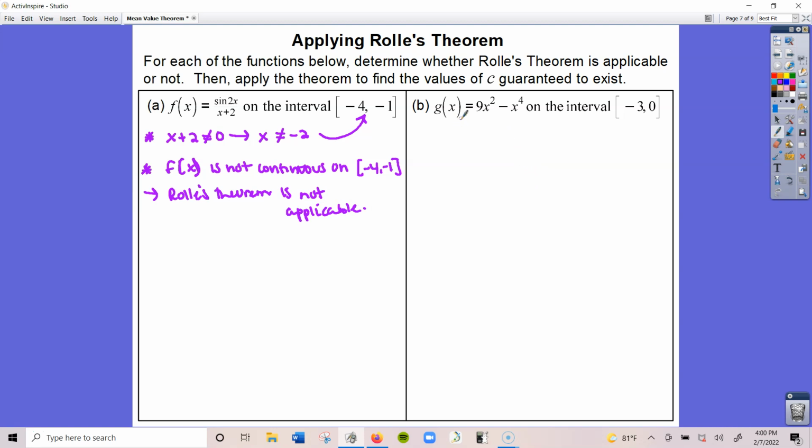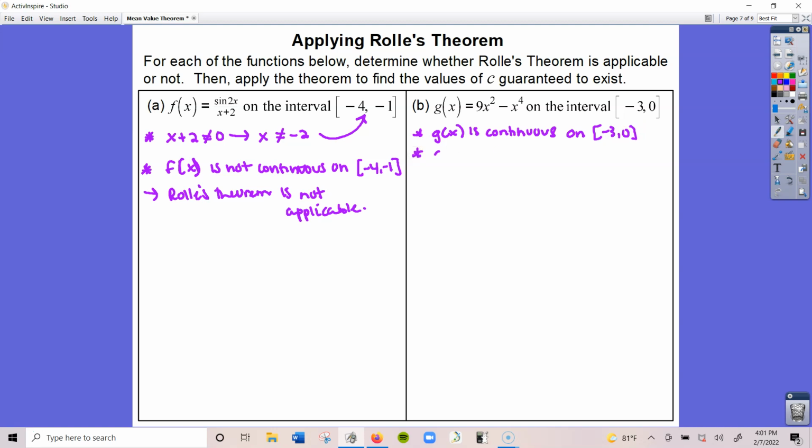Now let's have a look at b. We have here g of x is equal to 9x squared minus x to the 4th, and we are checking to see if we can apply Rolle's theorem on the interval -3 to 0. This is a polynomial function, so with polynomials, we know that g of x is continuous on the interval -3 to 0.